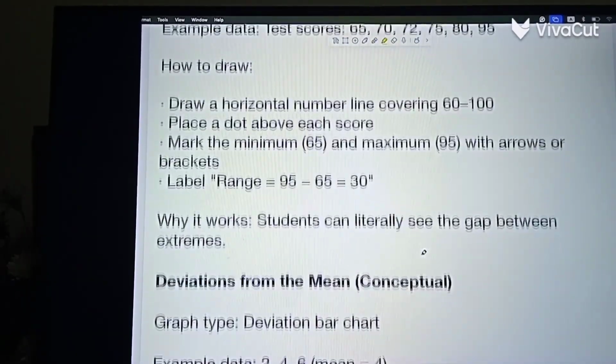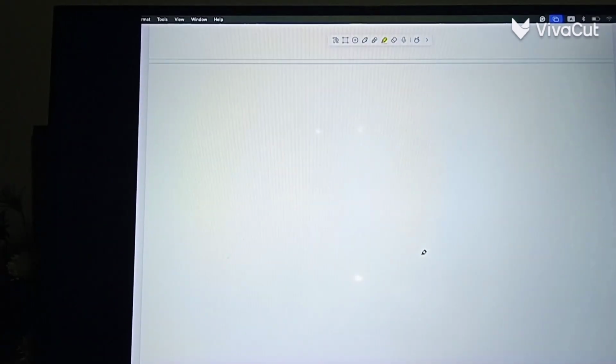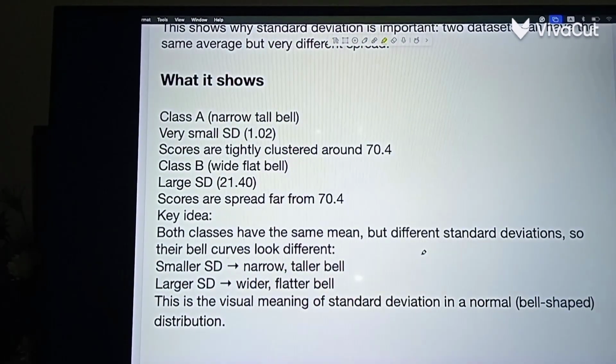So here is the explanation of all the above lecture, the summary. You can check it.